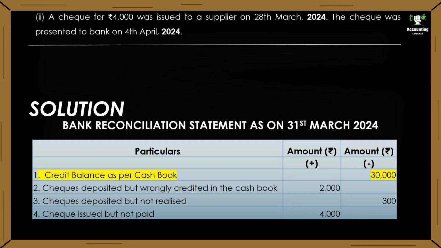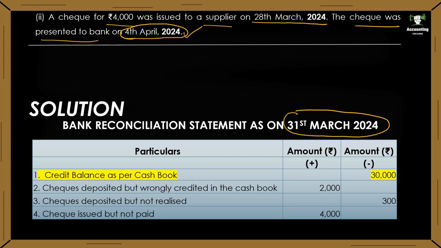Students, the next transaction is a check of rupees 4,000 issued to a supplier on 28 March 2024. The check was presented to the bank on 4th April 2024. So we have issued a check, but the bank has made the entry only on 4th April. But we need the balance as on 31st March 2024.